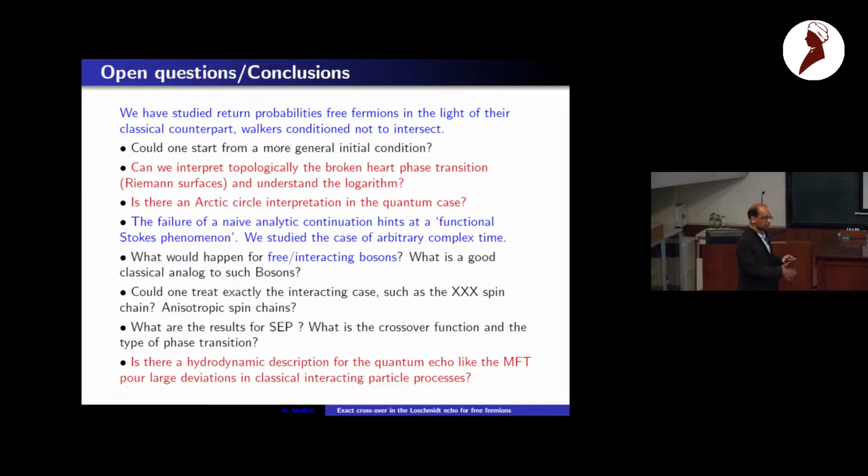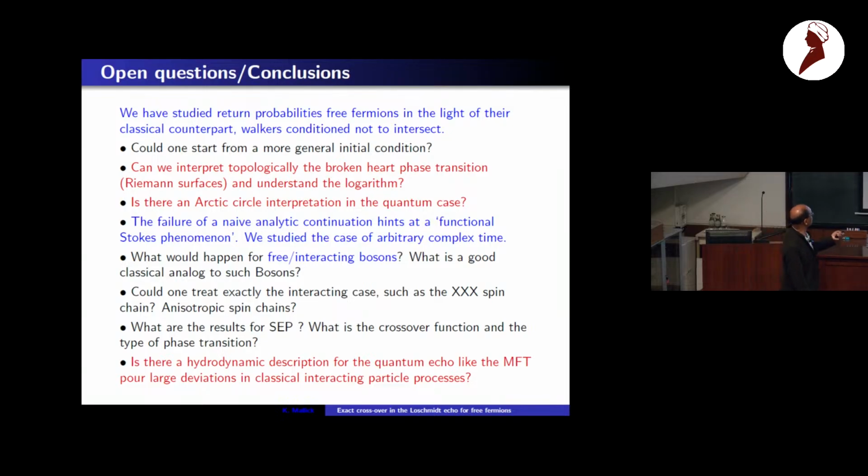Can we start from more general initial conditions, not a domain wall? Can we interpret topologically this broken heart condition by looking at the underlying Riemann surface? So for elliptic functions, we have a torus. For the Gauss-Witten transition, this is a sphere. So what's happening to the torus when we go from imaginary to complex? We don't know if there's an Arctic circle interpretation in the quantum case. I told you about one in the case of classical random walkers.